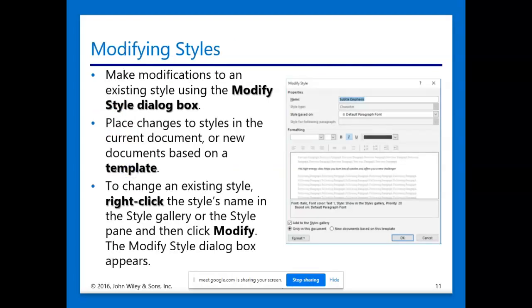Modifying styles. There is a dialog box for Modify Style. You make modifications to an existing style using the Modify Style dialog box. Place changes to styles in the current document or new document based on a template. To change an existing style, you will right-click the style's name in the Style Gallery or the Style pane and then click Modify. The Modify Style dialog box, like you see here, will appear.